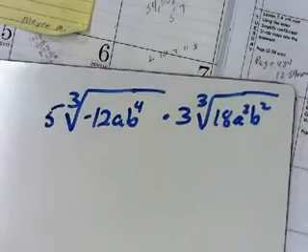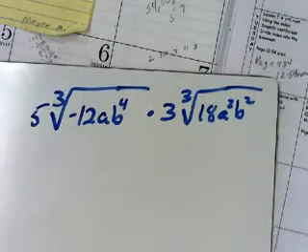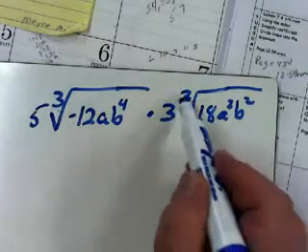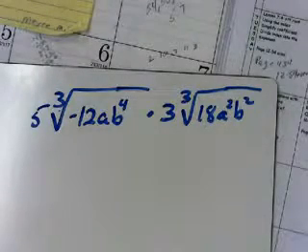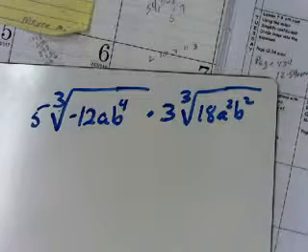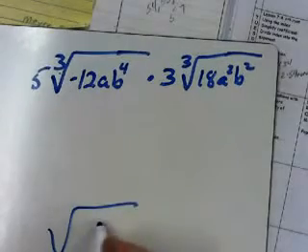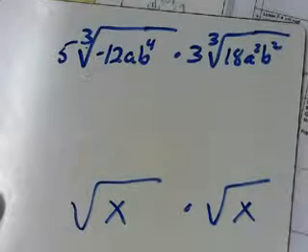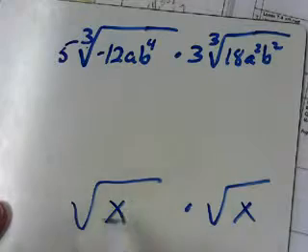This problem is different in the fact that I have a multiplication sign here instead of a plus or a minus. But the radicals are the same, aren't they, because they have the same index? So what do I need to do? Give you an example. If you had the square root of x times the square root of x, what did you do with that? Multiplied them because they had the same index, right?